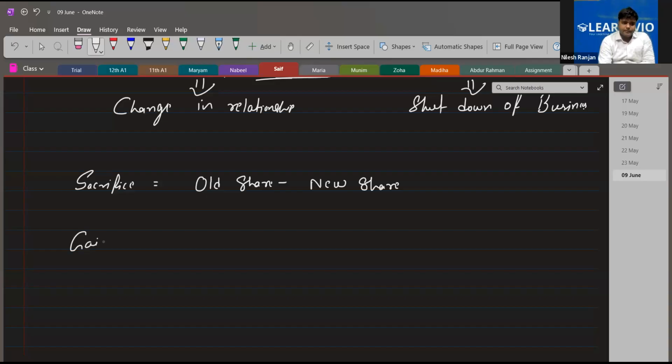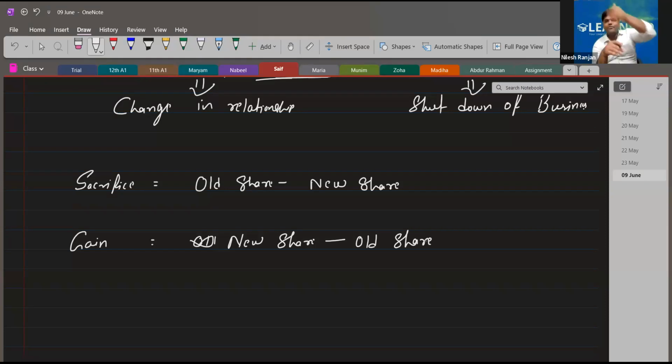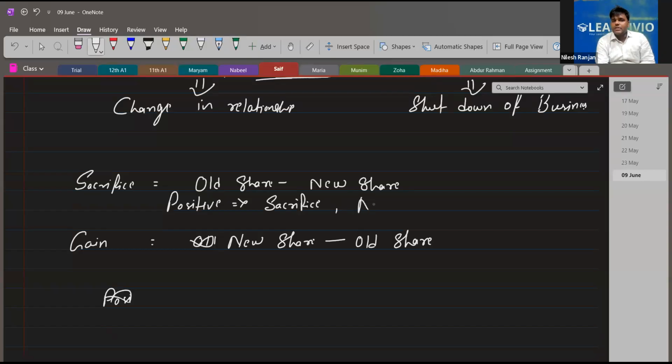When we say gain, it means new share minus old share. So it is just opposite of each other. Now, to calculate sacrifice or gain in a single portion, you don't have to use a separate formula. What we have to do is use any one formula, like sacrifice we are using. And if the result is positive, your answer is in positive form, then it is sacrifice. And if the result is negative, then it is gain.